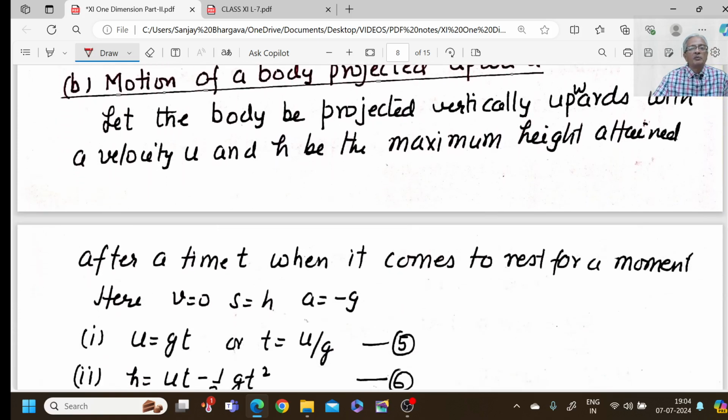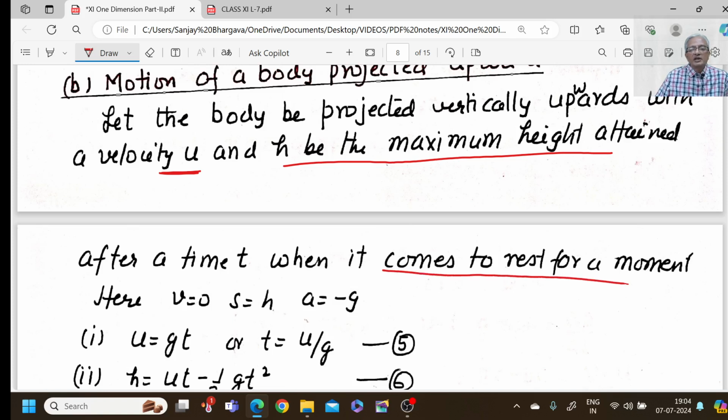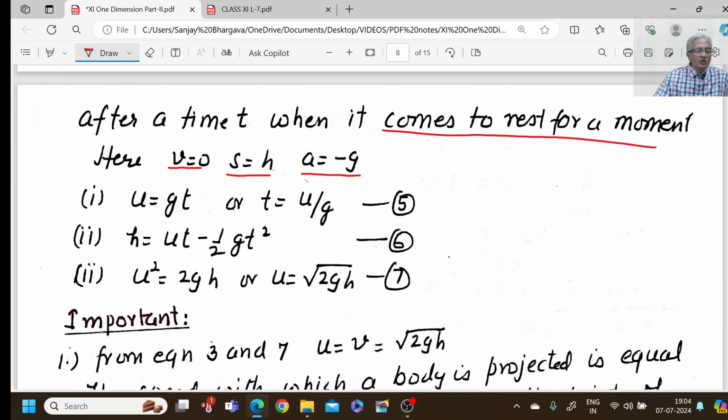Motion of a body projected upward. Let the body be projected upward with an initial velocity u and h be the maximum height attained after time t. When it comes to rest for a moment, the velocity becomes 0, s is equal to h and a would be minus g. In this situation, u would be equal to gt, h would be equal to ut minus half gt square, and u square would be equal to 2gh.